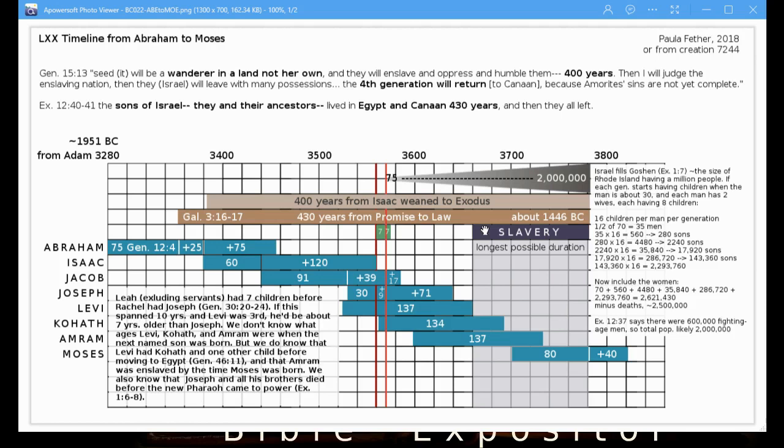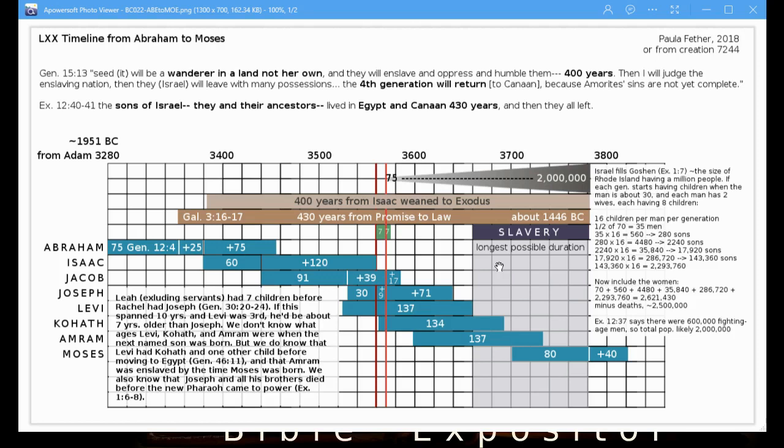That's why I have longest possible duration there, because we'll see the other end is the fact that Moses was 80 years old when the Exodus happened, and that's when the end of the slavery was. So there's our bookends. There's the longest possible duration I can get out of the text for how long the Israelites were in slavery. And we can see here these blocks are each 20 years long, so we have 120 years of slavery. Some other calculations I've seen have been as low as 144.